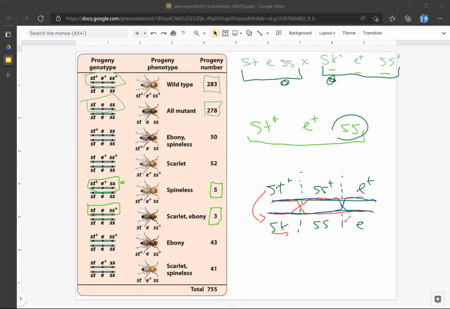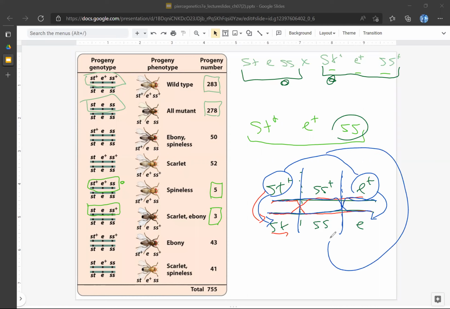There we go. That's better. And so what happened is that because crossing over happened between two loci, this E plus went over here, this ST plus went over here. So these two are kind of like traveling in a pair, going to the other side. So it looks like it's the SS that's different, that the SS traveled, but in reality, what happened is that these two traveled over in a pair.